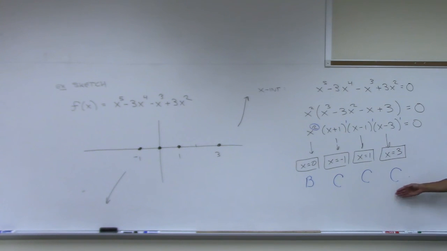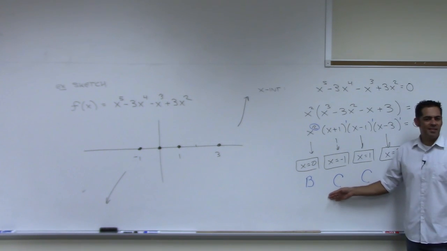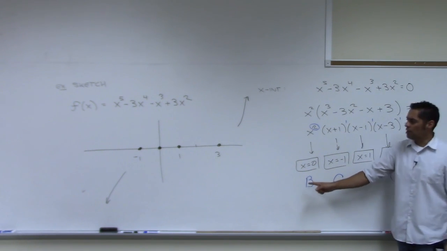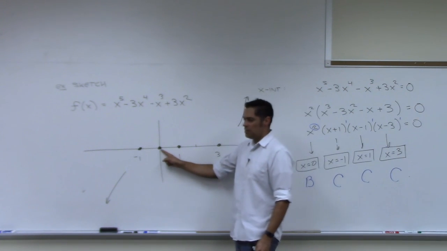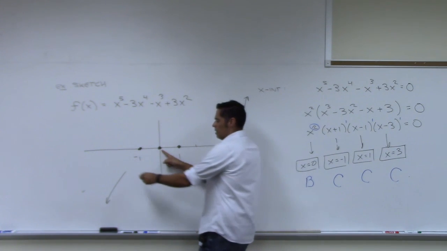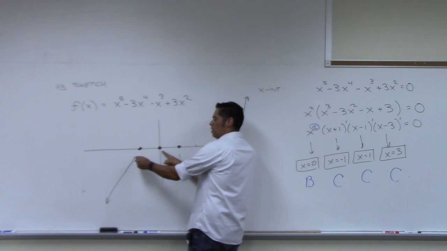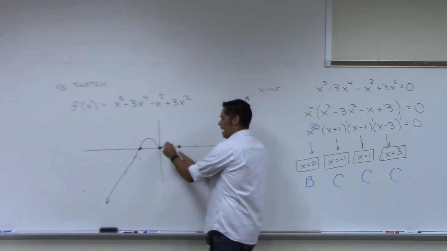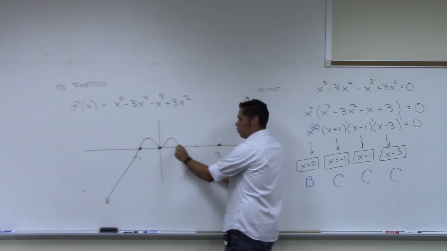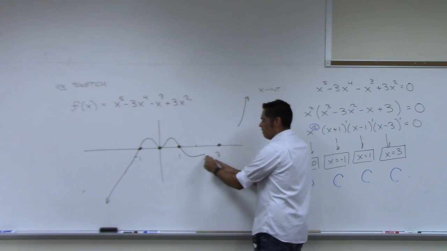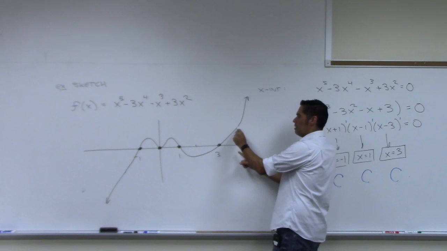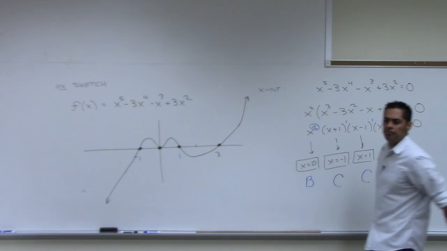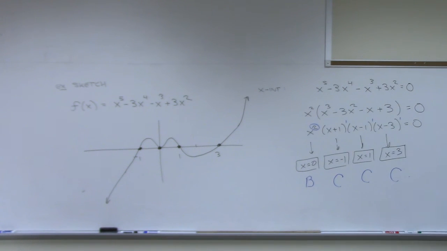I'm crossing through every x-intercept except 0. At 0, I'm going to bounce. So here's 0, right? I'm going to go up through -1, cross through, come to 0, bounce, go back up, back to 1, cross through, back to 3, cross through, and then meet up with that up arrow. That is your sketch.